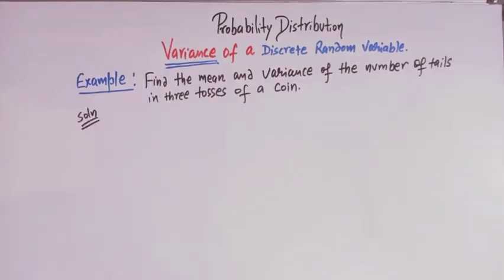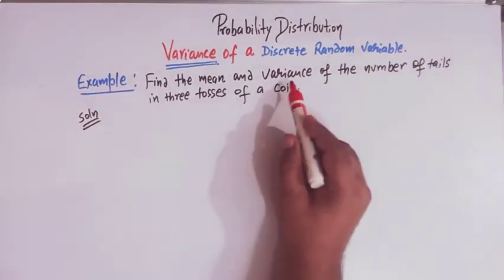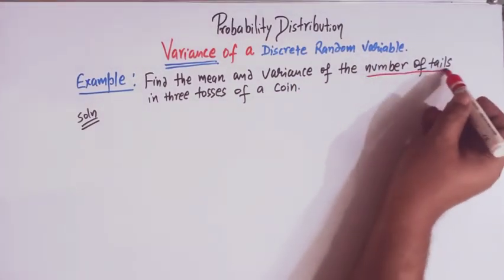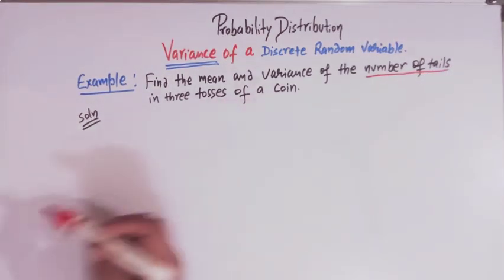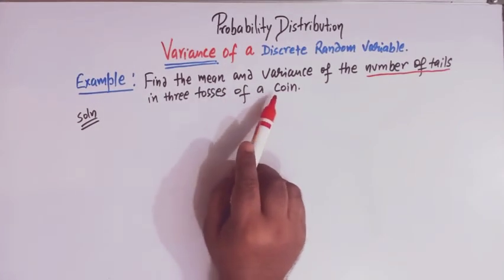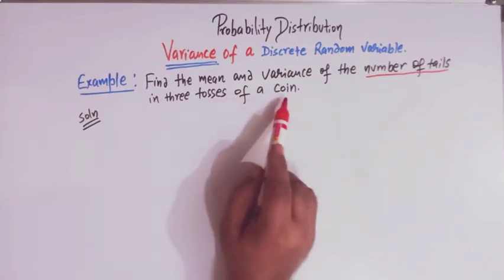Now let us take an important problem. Here we have to find the mean and variance of the number of tails, right? The number of tails in 3 tosses of a coin, right? So here we are tossing a coin thrice, or 3 tosses of a coin, right?